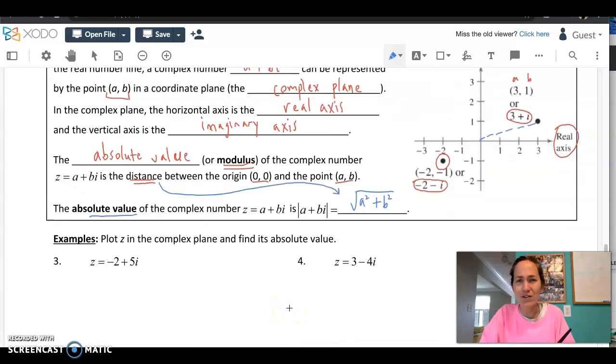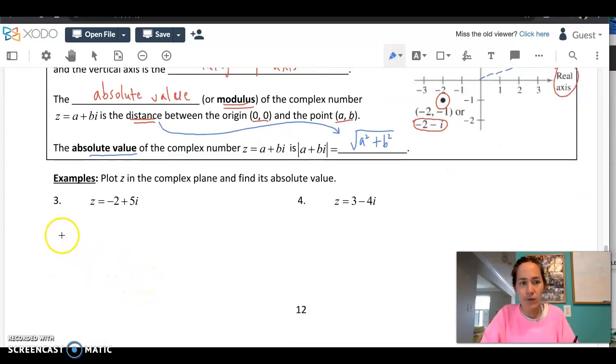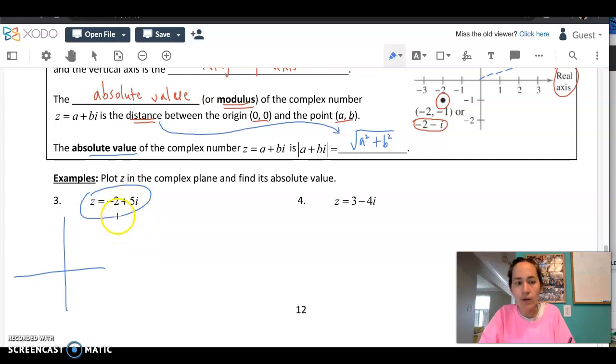Okay, so some real, just basic examples that you see at the bottom of page 12. It says to plot and find an absolute value, just getting our feet wet with the format of this. So I've got my complex plane. Can you pick a quadrant where this point is going to fall? Well, it would be nice if you picked out a and b. So a is negative 2. That's how far you're going to go horizontally. And b is going to be 5. So we would go up vertically.